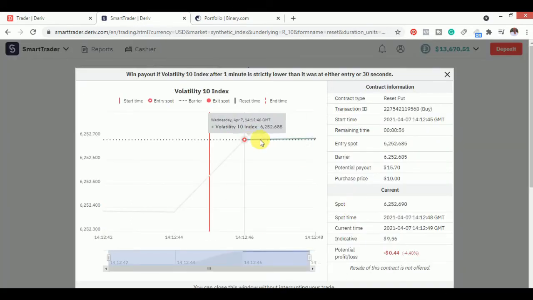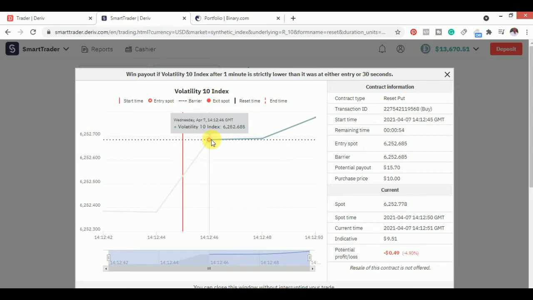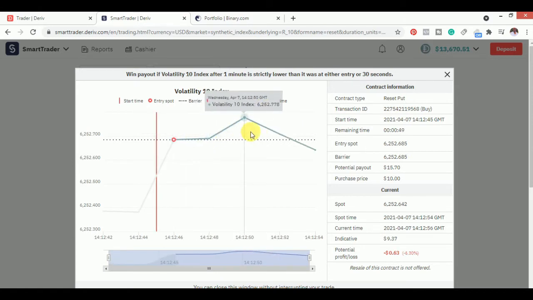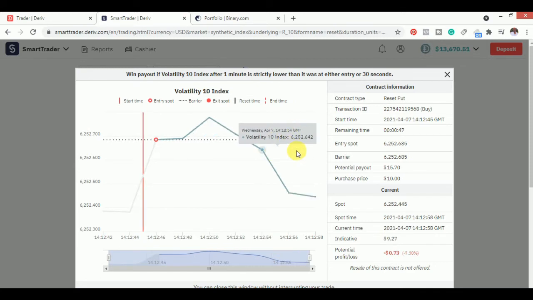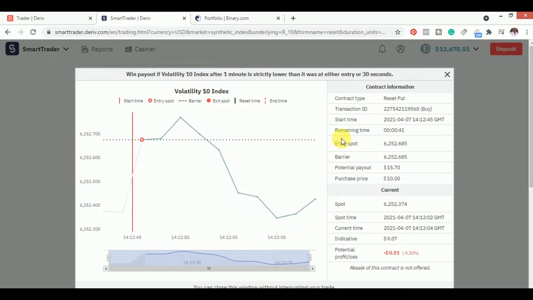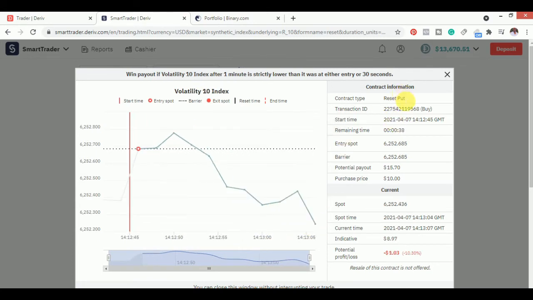All right, so look at this trade. This is the initial barrier. This is where it started. All right, so I place the trade to end downward. That's a reset put. So for it to be a win, it has to end below. You can see it here, reset put.